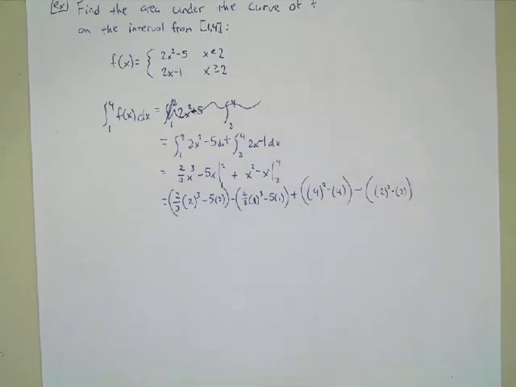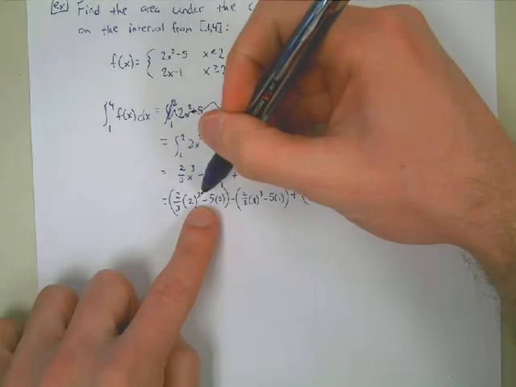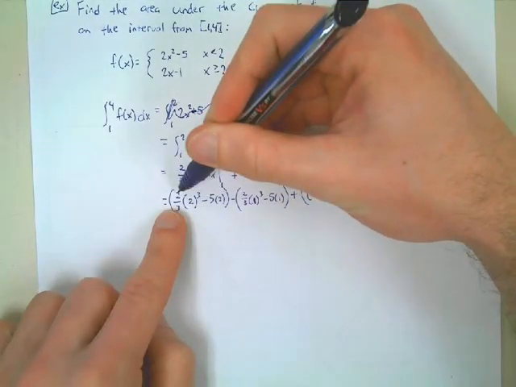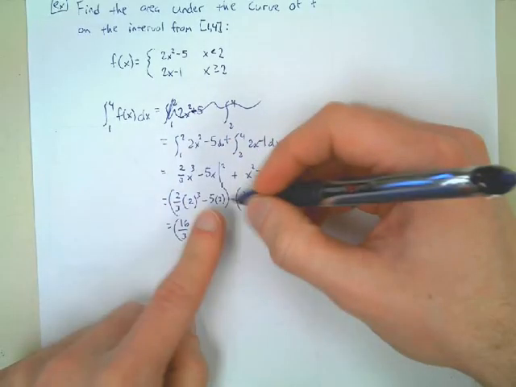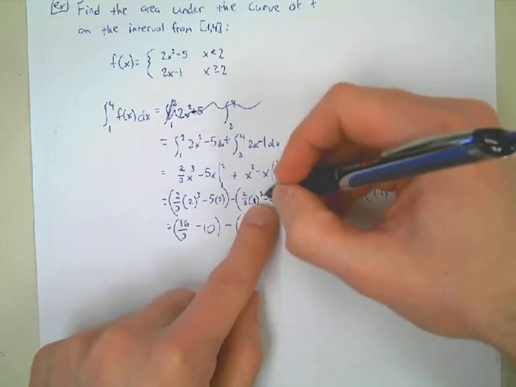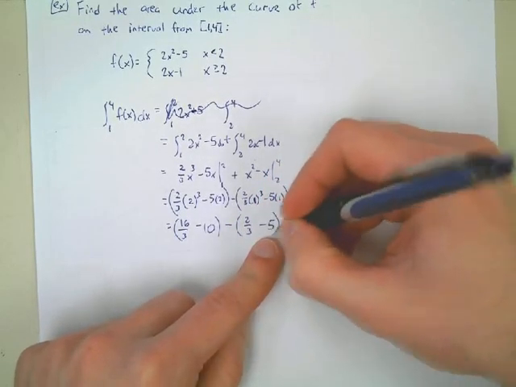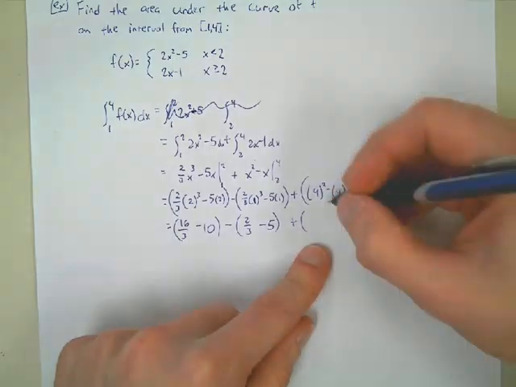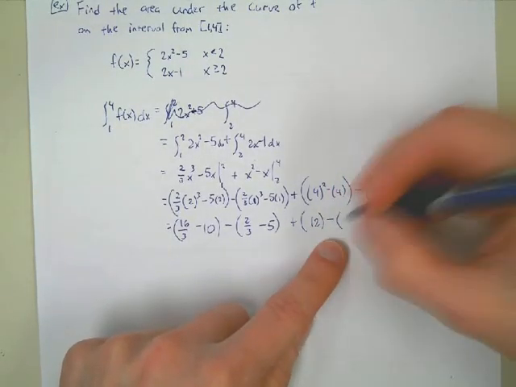Okay. So, I'm going to simplify this though, right? Because we can. So again, we're going to simplify this whole thing. So let's see, 2 cubed is 8. 8 times 2 is 16, so it's 16 thirds. 5 times 2 is 10, so minus 10. Minus 1 cubed is 1 times 2 thirds is 2 thirds. Minus 5. Plus 4 squared is 16, minus 4 is 12. 2 squared is 4, minus 2 is 2.